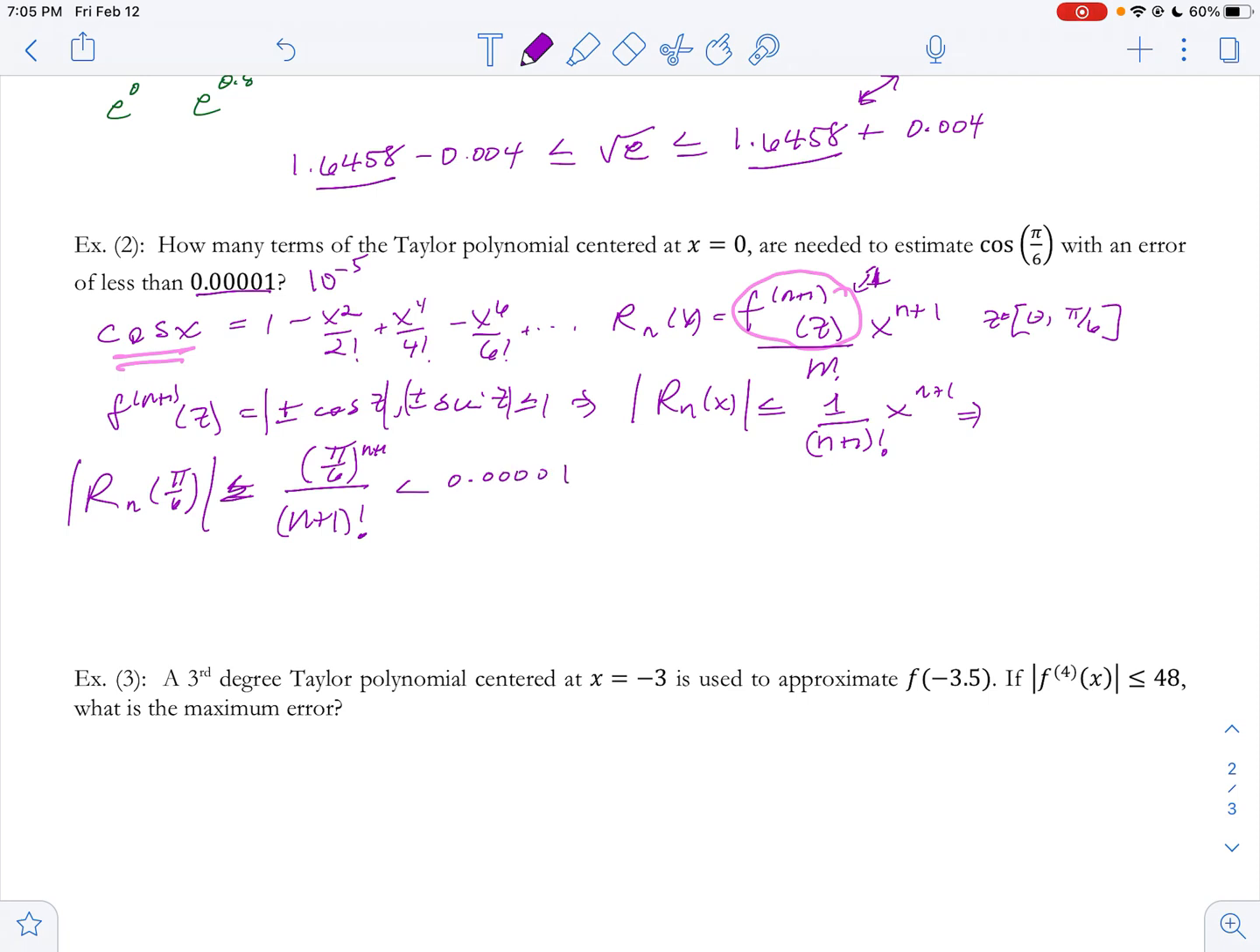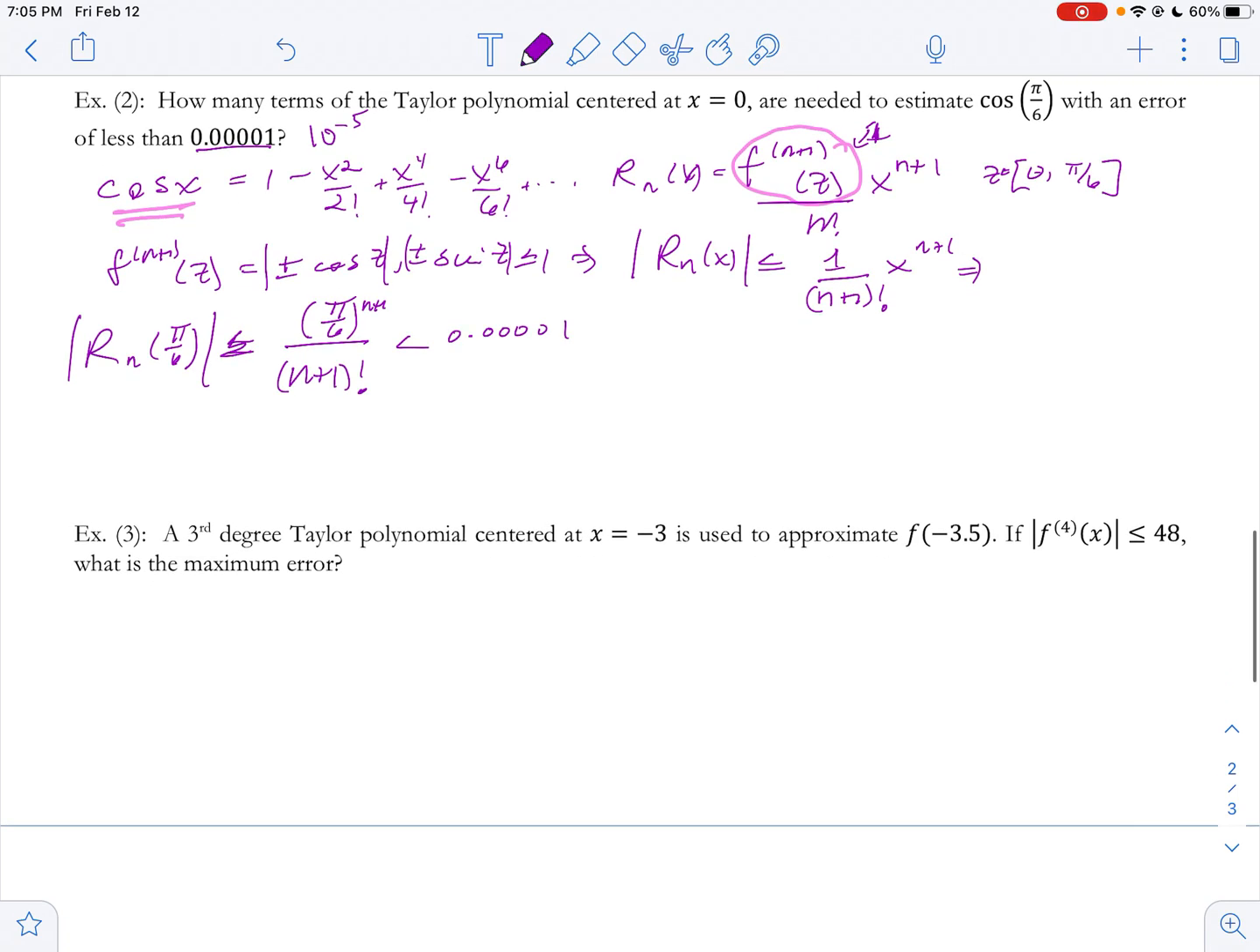What I showed you in class before is that you can go ahead and graph this. You can let this expression equal y1 and this equal y2, and then graph it. Another way is to literally just plug in n values. So let's pick an n to start at. Let's start at n equals 4. At n equals 4, that expression is pi over 6 to the 5th over 5 factorial. When I put that into my calculator, I get 0.0003. That's not enough zeros, so we need to go up.